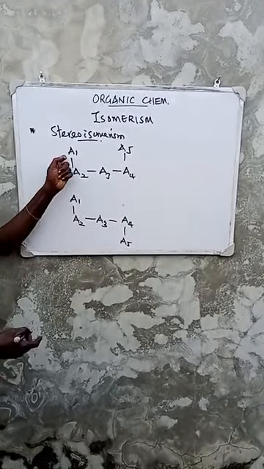In the second example, we can see that the branch occurs at the second carbon here, whereas the branch occurs at the third carbon. So this is another example of a pair of position isomers. As we said earlier, it can be due to the positions of the substituents or due to the position of a branch.